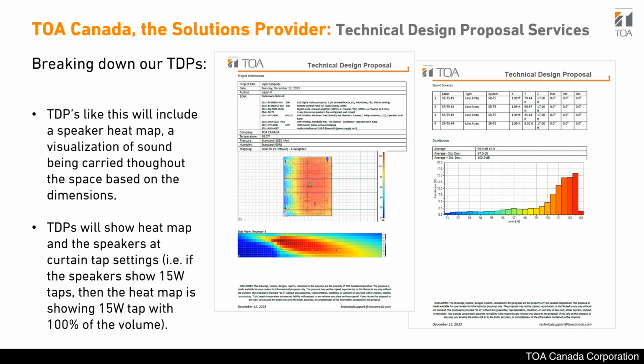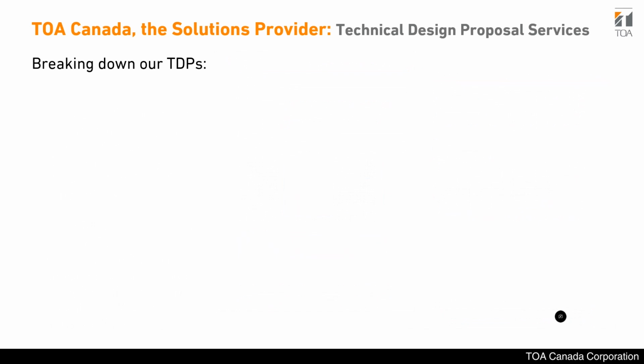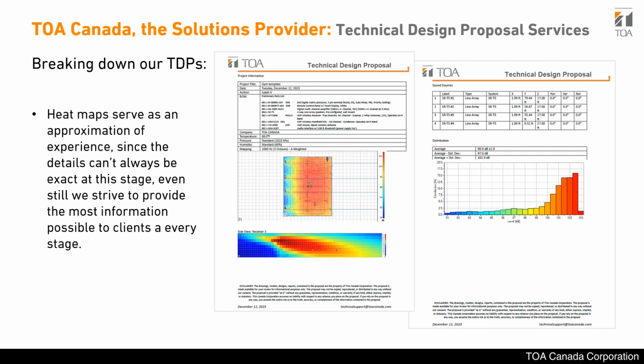For example, if the speaker is shown tapped at 15 watts, then the heat map is showing 15 watts at 100% of its volume. The heat maps serve as an approximation of experience. Since the details can't always be exact at this stage, even still, we strive to provide the most information possible to clients at every stage.